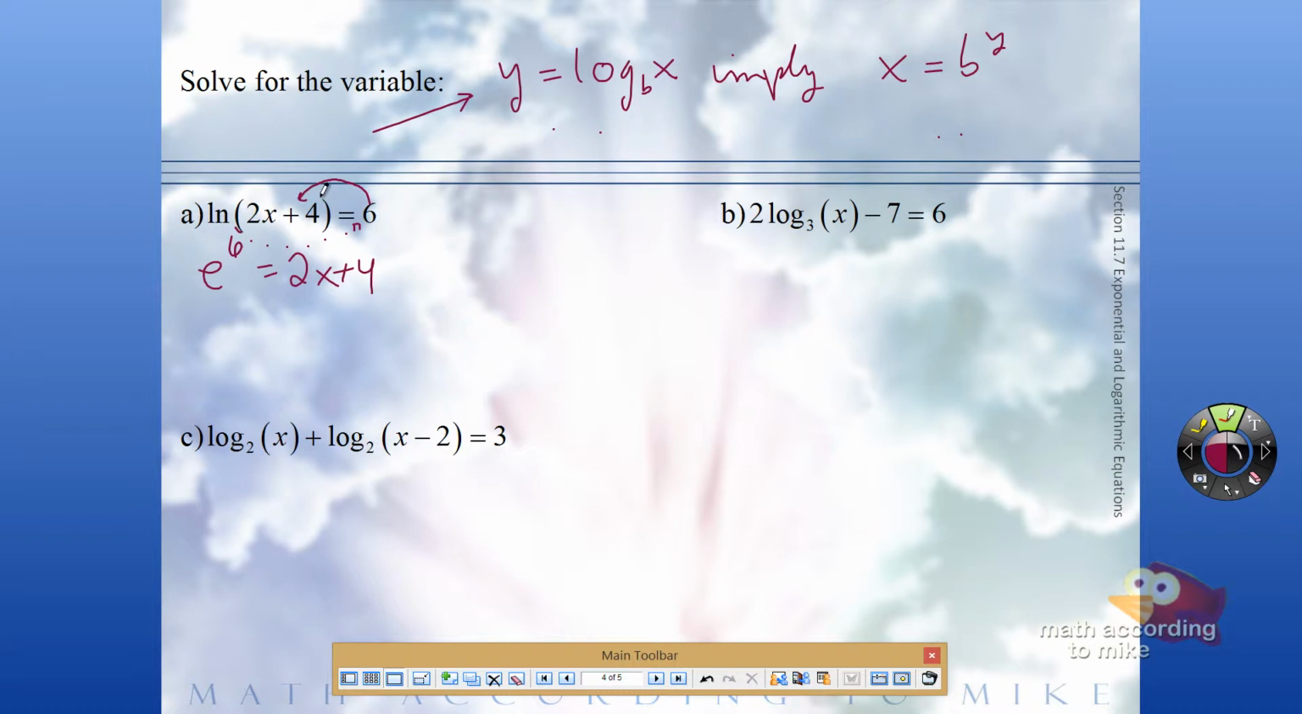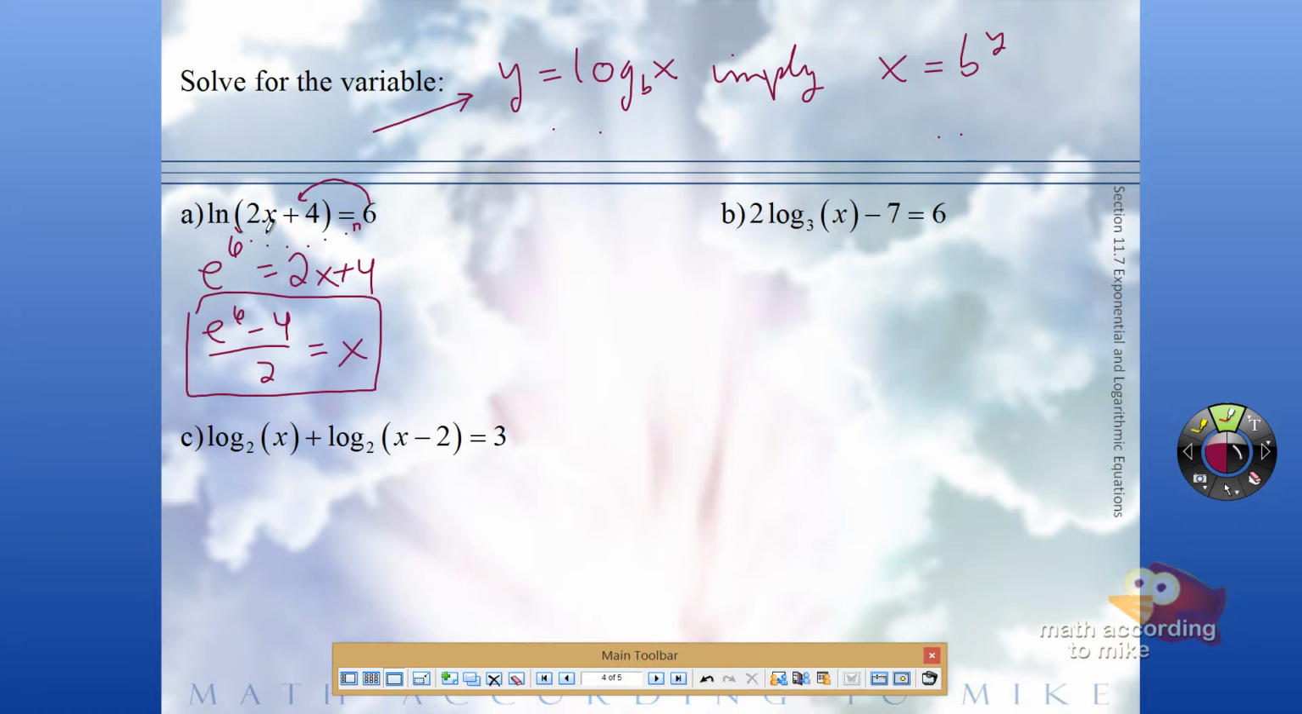E to the 6th is a number. It's not a pretty number, but it's a number, so leave it alone. This is a linear equation because the exponent is a 1. So to solve for x, working outside in, what are we going to do to the 4? We're going to subtract it, and the 2, we'll divide it. So your final answer is e to the 6th minus 4 all over 2. Remember, e is about 2.7 something. I don't know exactly what e to the 6th is, 30, 40.